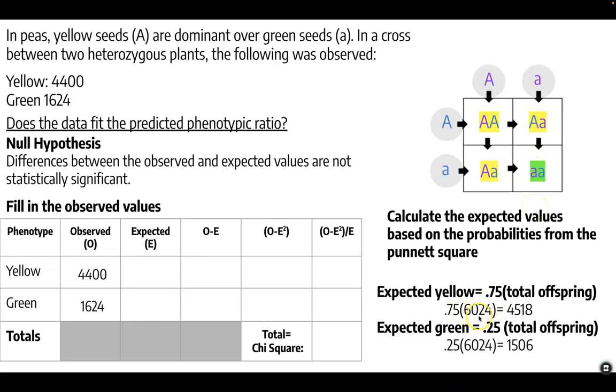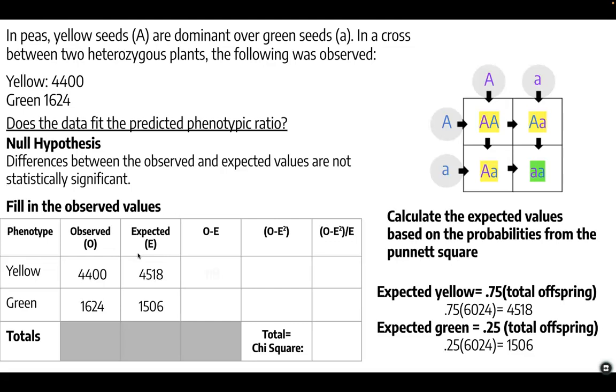You get the total by adding the amount of yellow and green, and you get 6,024. In order to get the expected number, you said that there's going to be a 75% chance, so you're going to multiply 0.75 with this number. And so you expect to see 4,518 yellow plants, and for green you expect to see 1,506.